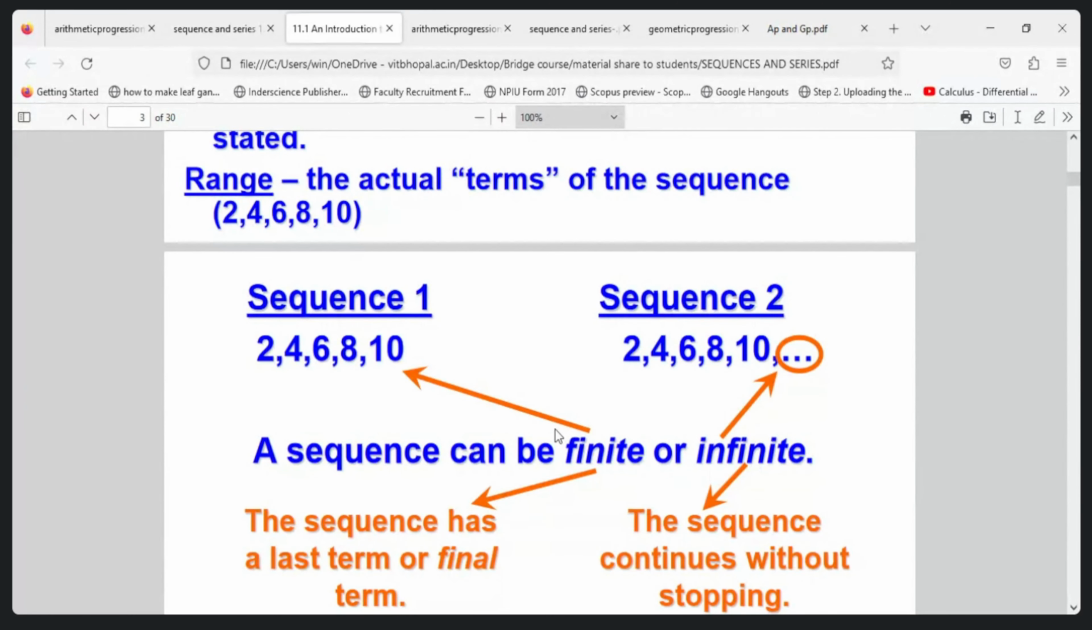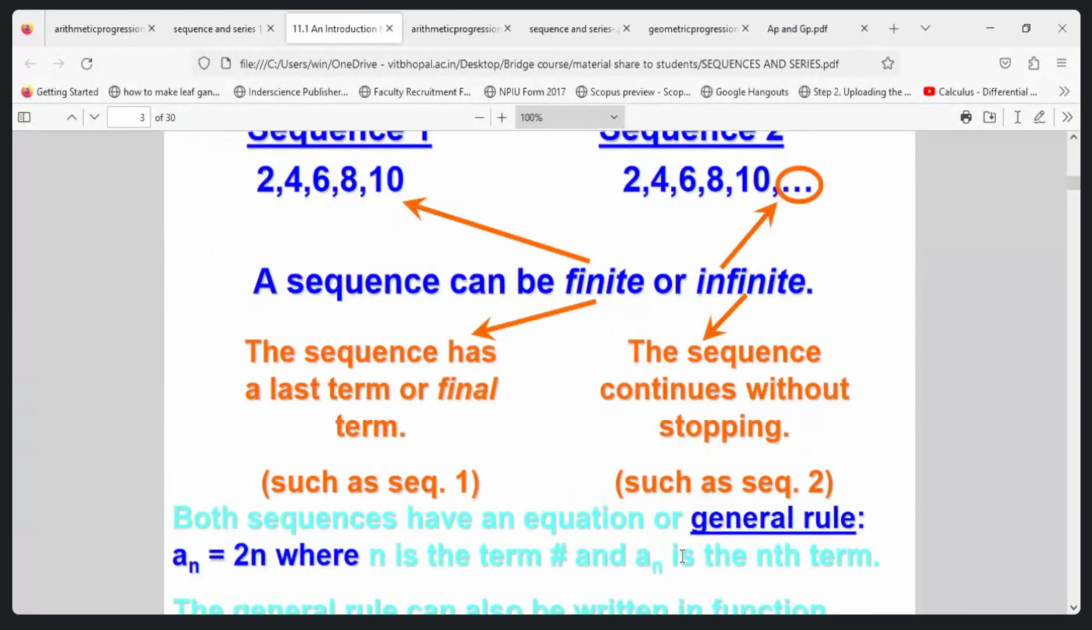A sequence can be finite: the sequence has a last term, a finite term. Or a sequence can continue without stopping. I already told this. This is the difference. Both are sequences of 2, 4, 6, 8, 10. But what is the difference? One is finite and the other is infinite. Dot, dot, dot means we can go up to infinite terms.